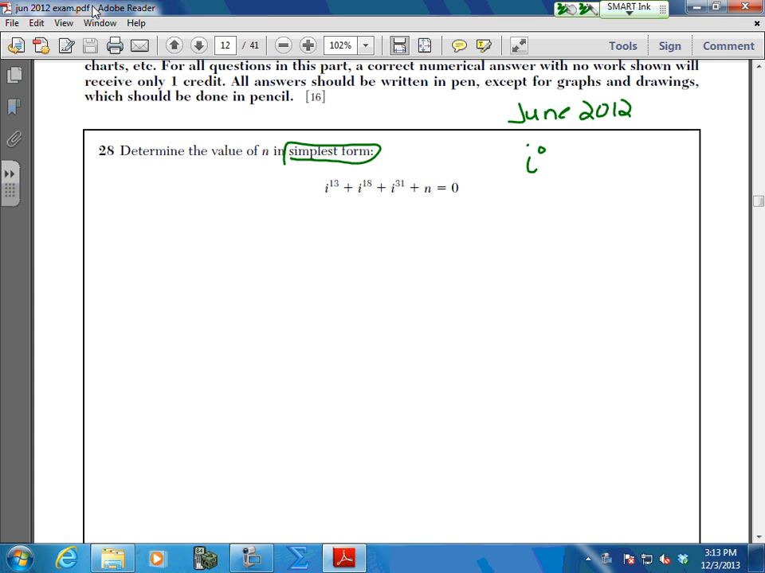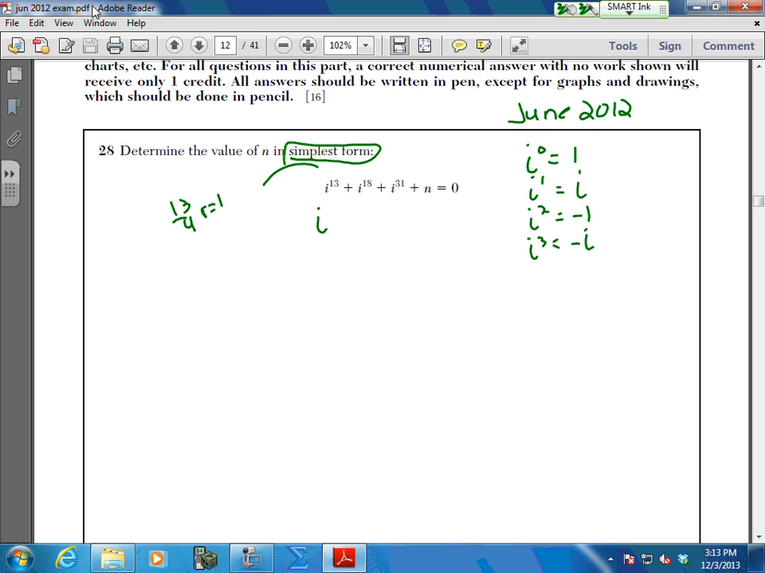Remember your rules for i's, and you can put these on the side, and you can even put them in your calculator if you can't remember what they are. Anything to the 0 power is 1, to the 1 power is i, to the 2 power is -1, to the 3 power is -i. Your rule is you take the exponent and you divide it by 4, and you look for its remainder.